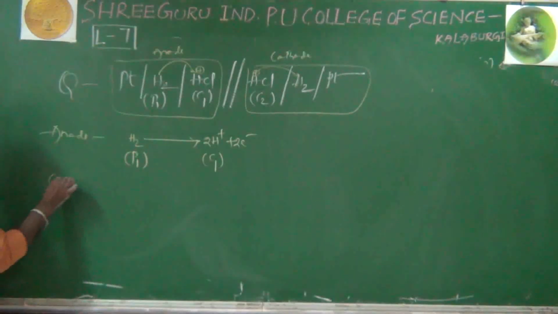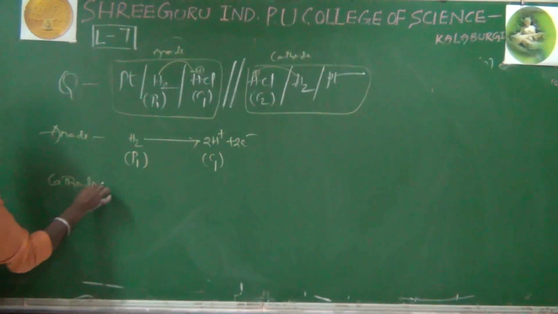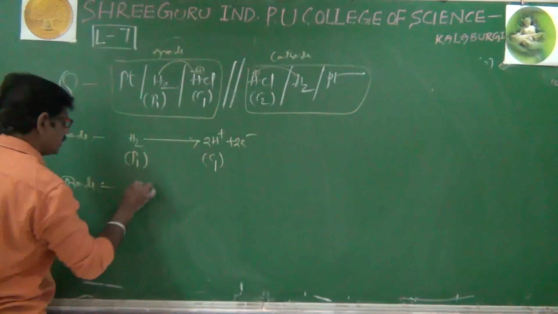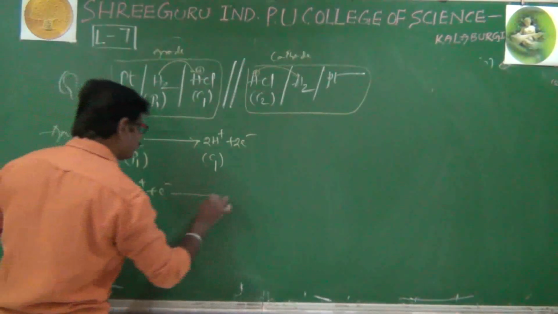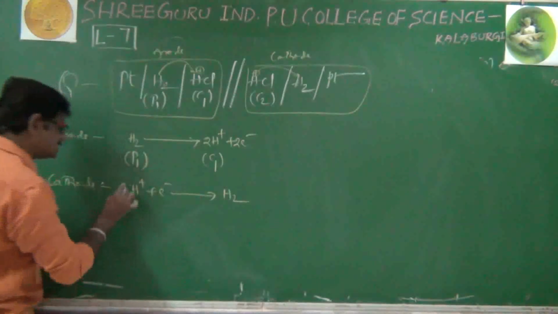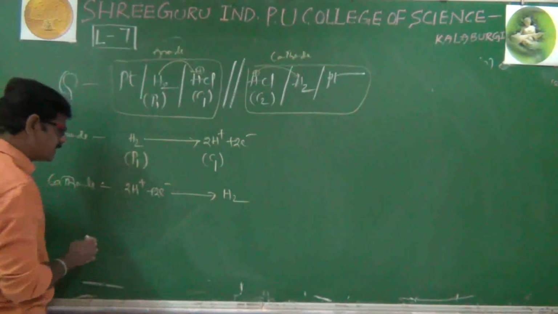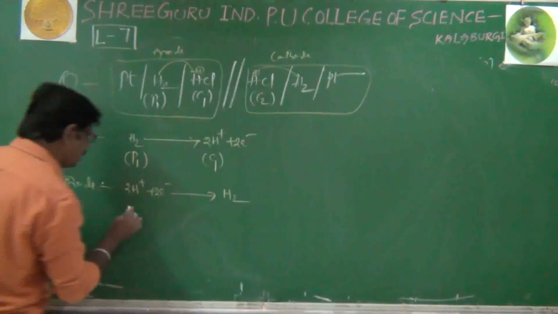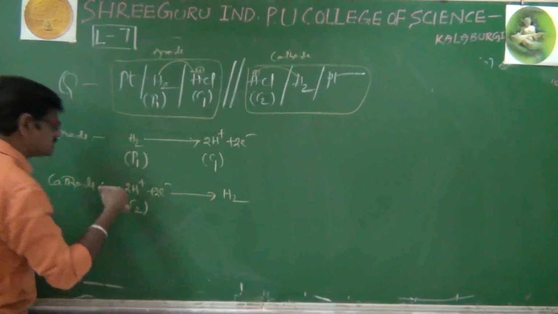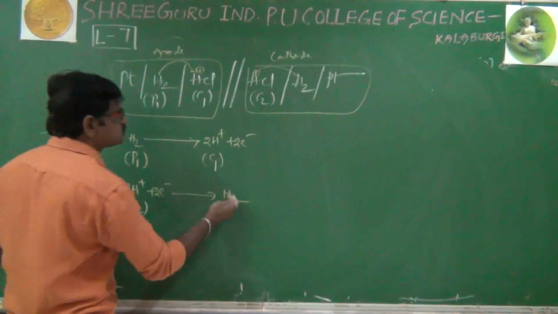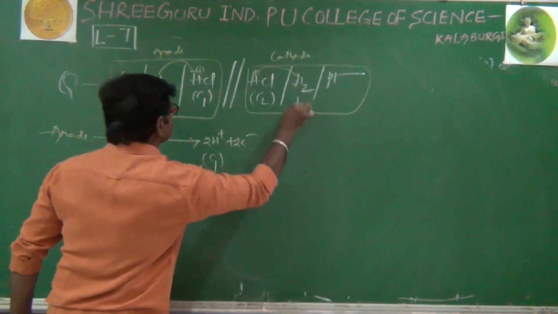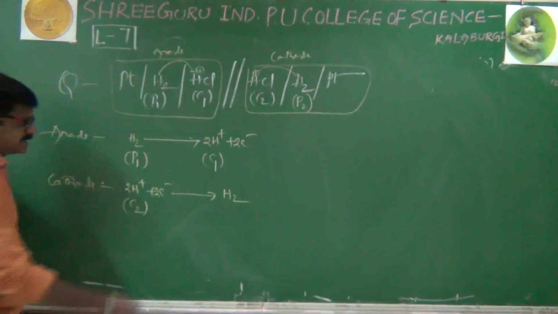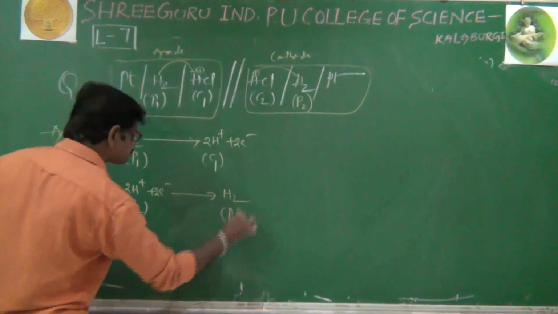Next, cathode. Cathode, same: H+ by taking electrons is converted to H2. For balancing purposes, we write here 2H+, 2 electrons. Here, because the HCl concentration is C2, automatically the H+ concentration is also C2. And here the H2 pressure, sorry, it is missed in the question, it is P2. The pressure is P2, that's why I will write here P2.